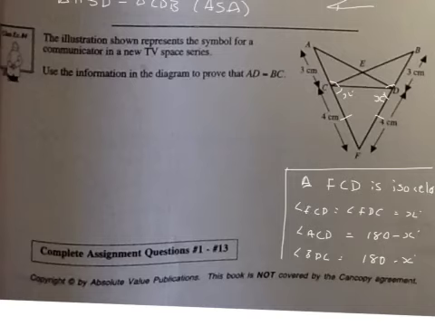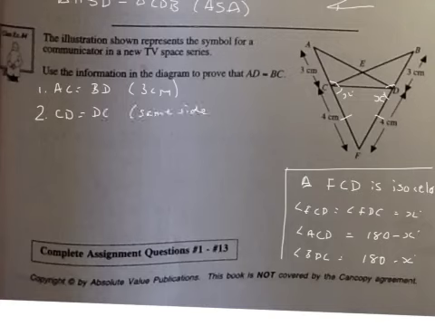So the first one is AC is equal to BD, and they're both 3 centimeters. Number 2, CD is equal to DC, same side. Third one, we prove that these things are the same.